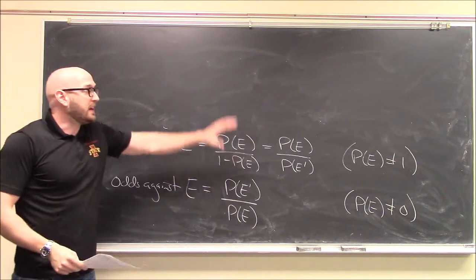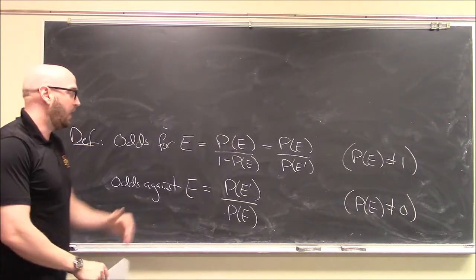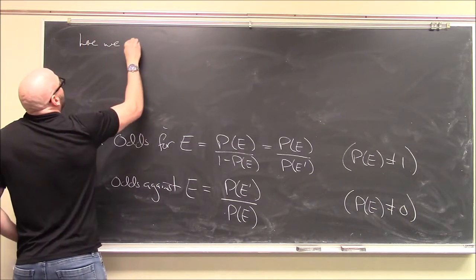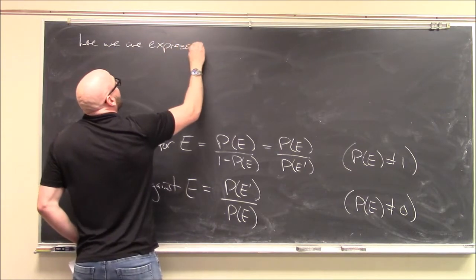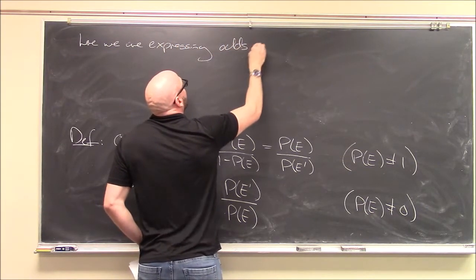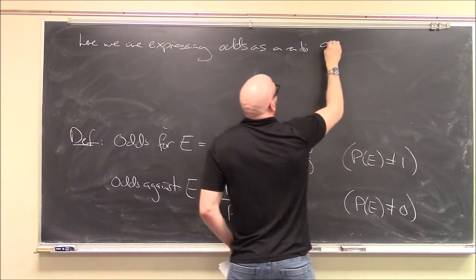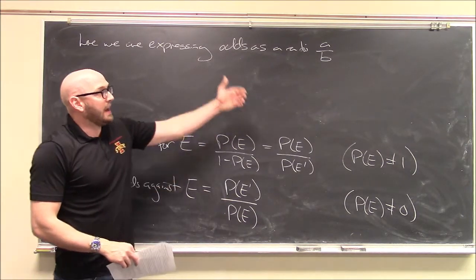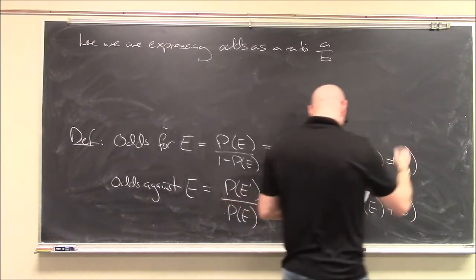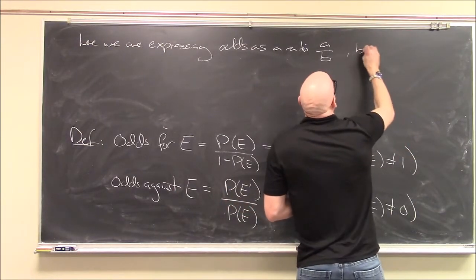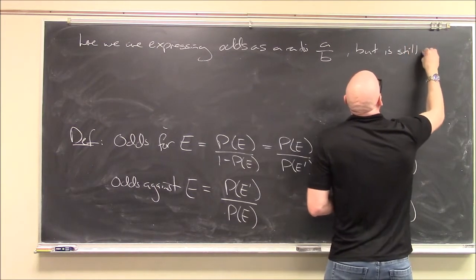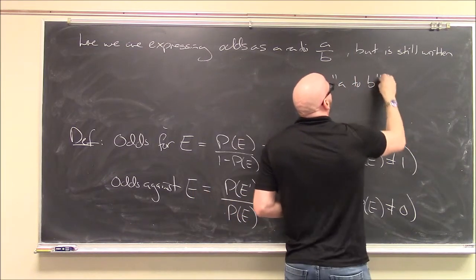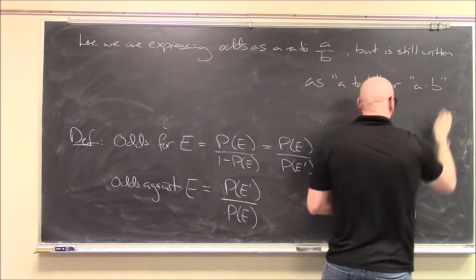Okay, so this doesn't look like what I mentioned when we were talking about 1 to 5 and so on. This looks like a ratio of two numbers, but you can easily convert this. So here we are expressing odds as a ratio in the form of A over B. But that ratio, when you're talking about odds, is usually written as, or read as, A to B, or using this colon, A to B.